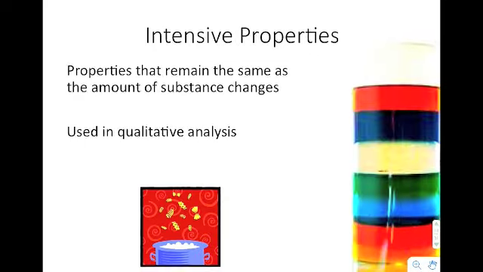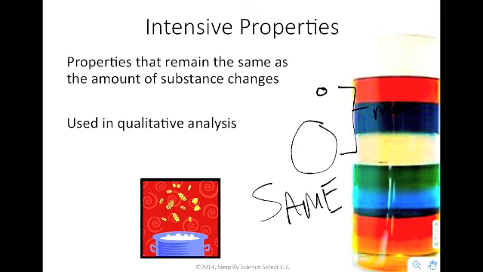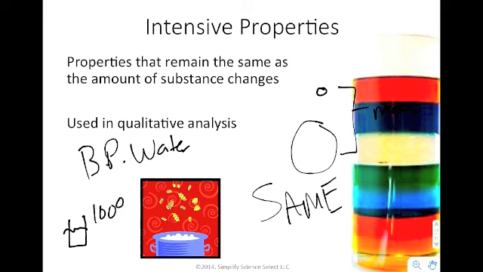So we contrast extensive properties with intensive properties. Intensive properties are ones that do not change depending on the amount of material present. So you take a small amount, you take a large amount, you take measurements of both, and whenever you take measurements of both, it ends up being the same. Okay, an example of an intensive property is the boiling point of water. If you have a very, very small cup of water, it will boil at 100 degrees Celsius.